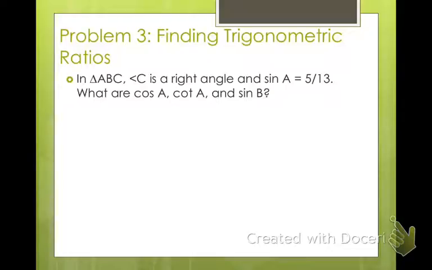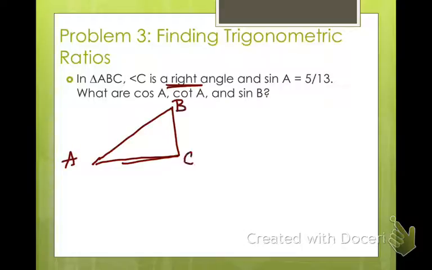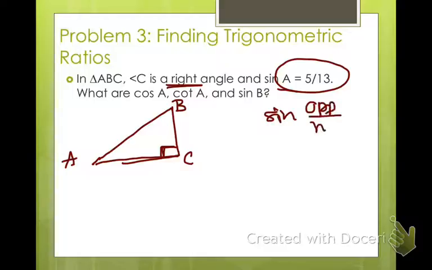So we know it's a right triangle. A, B, C. C is a right angle, so that's good. The sine of A is 5 over 13. So sine is opposite over hypotenuse. So that means from angle A, so we're using angle A as our vantage point, the opposite of A is 5, and the hypotenuse is 13.